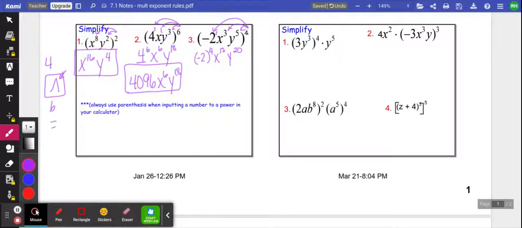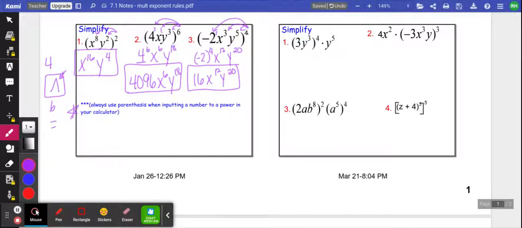Okay? Now, this guy down here is telling you a little secret. Always use parentheses when inputting a number into a power with your calculator. So with this one, since there's a negative, you need to put the negative in parentheses before you take it to the power of 4, or else it'll give you the wrong sign for the answer. Okay, so negative 2 to the 4th is going to be 16, and the rest of these stay because you can't simplify any further.